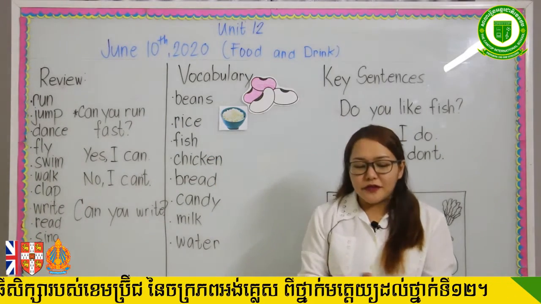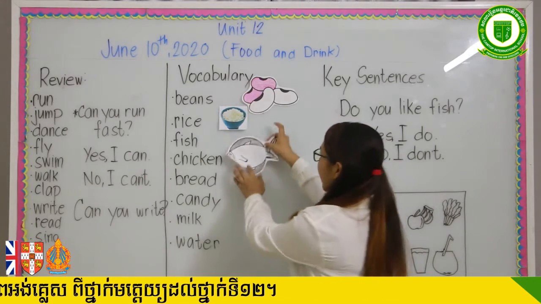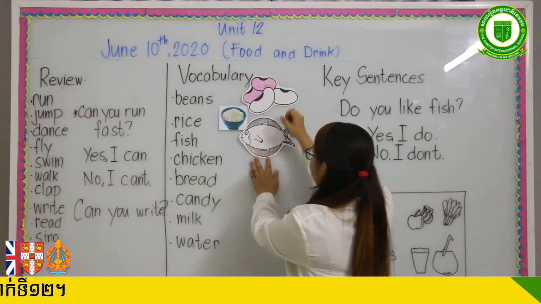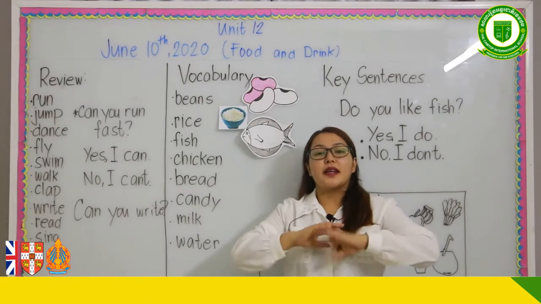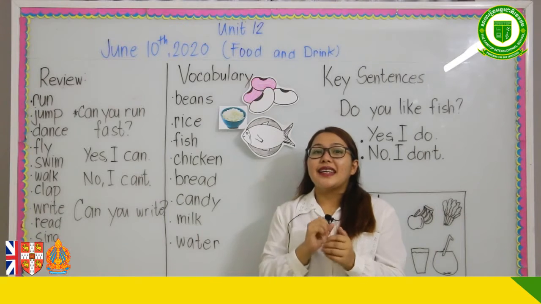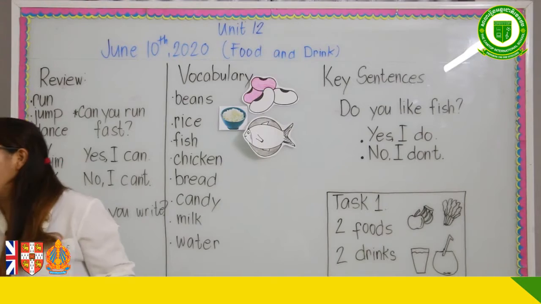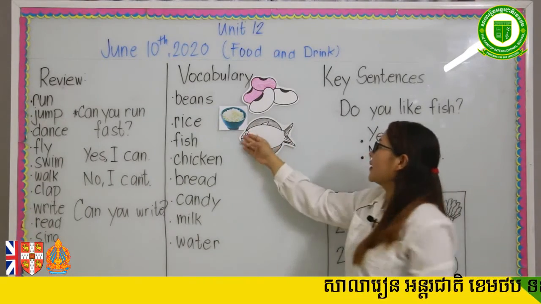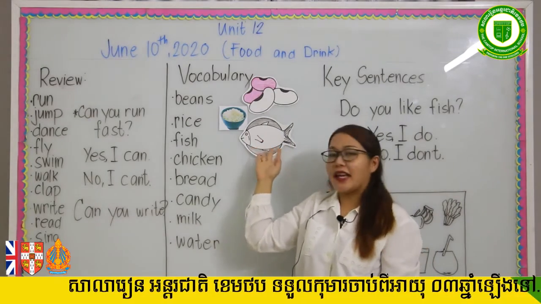Next, let's have fish. Fish is a very common food also in Cambodia, and there are many kinds of fish that we can eat, but not all fish can be eaten. So remember that, kids. It's too early for you to think of that. But again, fish is very healthy as well. So we have your fish. I hope you like fish because I like fish.